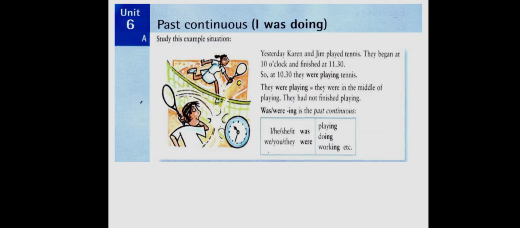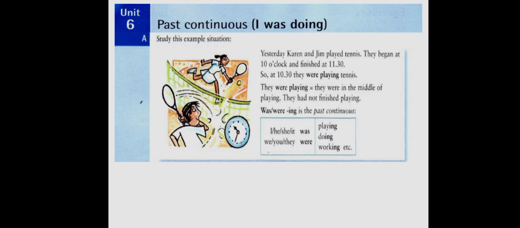For example, yesterday at 5 o'clock I was teaching English, or I was teaching English yesterday at 5 o'clock. 5 o'clock is a point of time. I started at 4:30 and finished at 6. At 5 o'clock I was in the middle of doing the action.